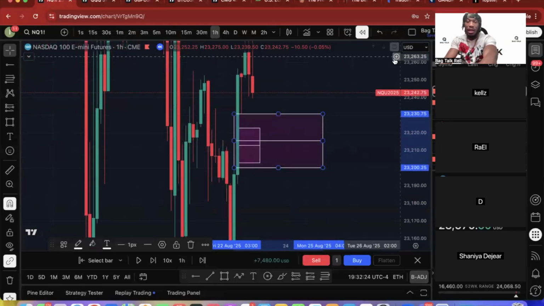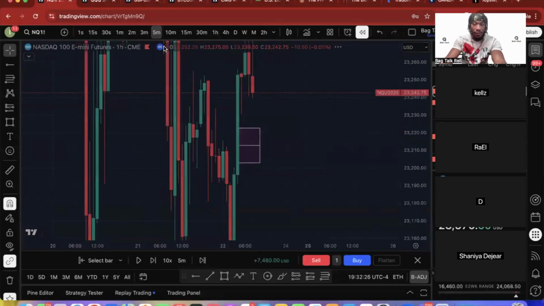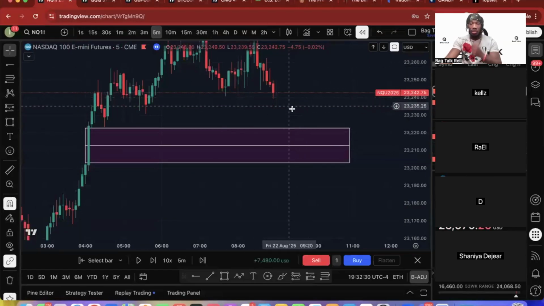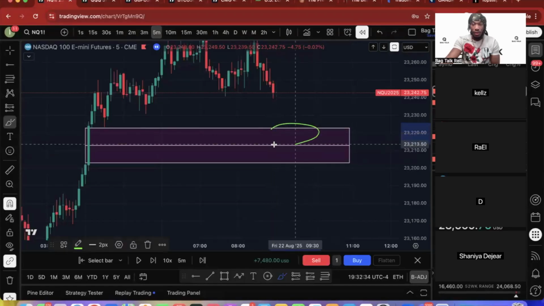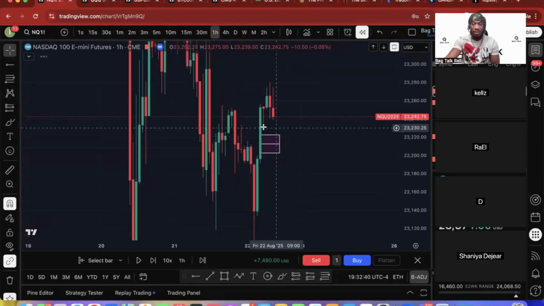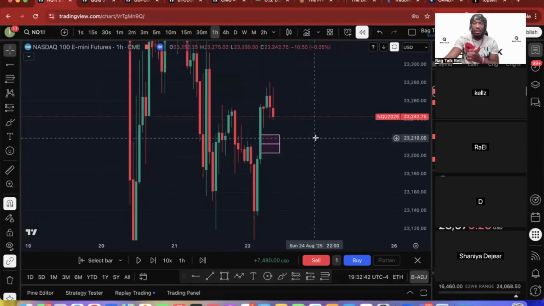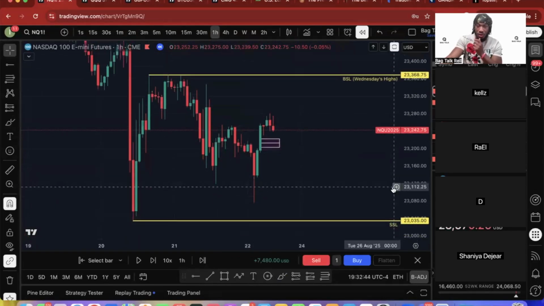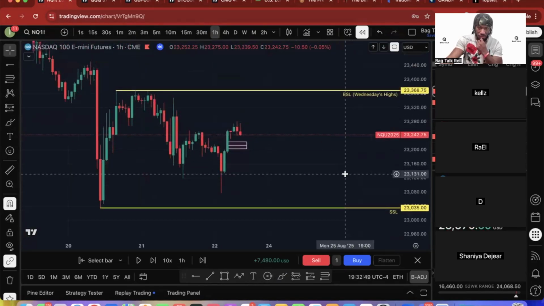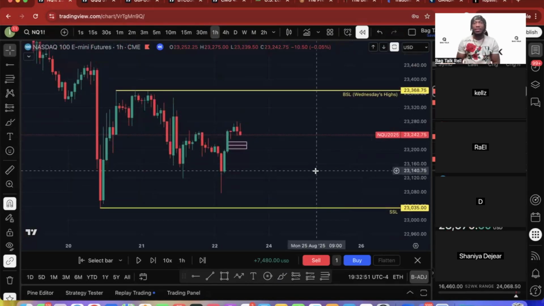Now, if you look inside of it, we already had a 5-minute one. So I'm going to leave the 5-minute one on there just because it's very likely that it will go to where they overlap each other if we were going to tap into it. But I'm just making it clear that this hourly bullish fair value gap is extremely, extremely important. Why do I say that? Because look at how, this is actually beautiful to me.